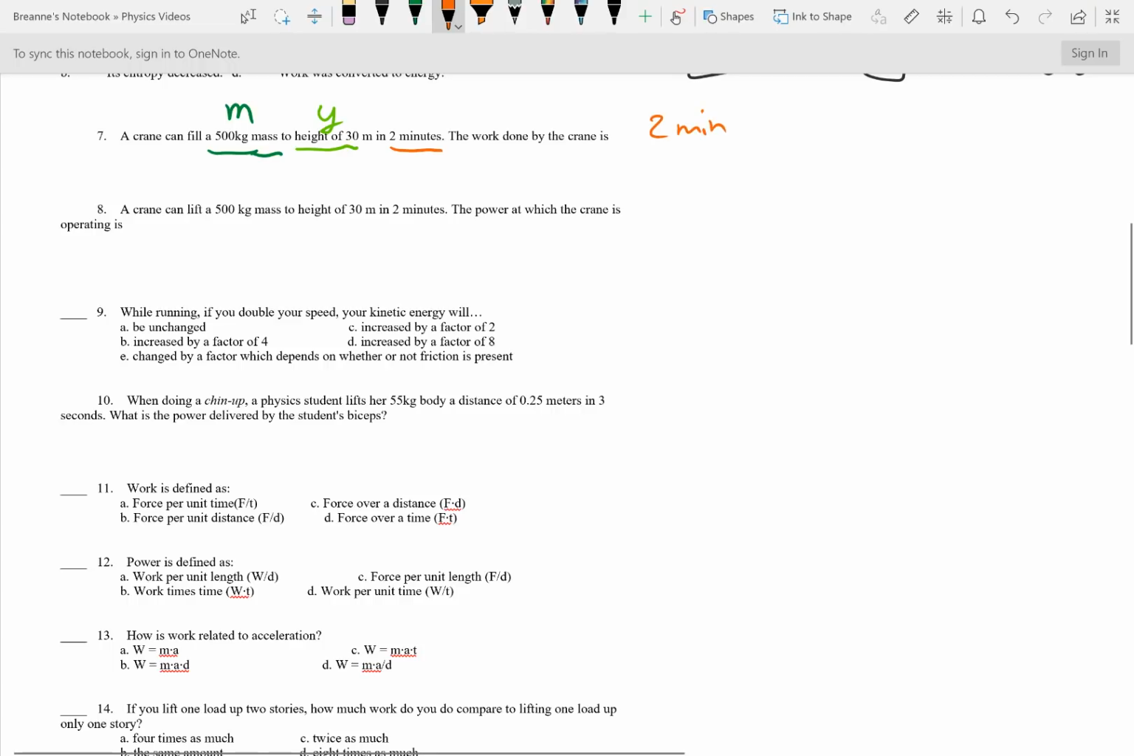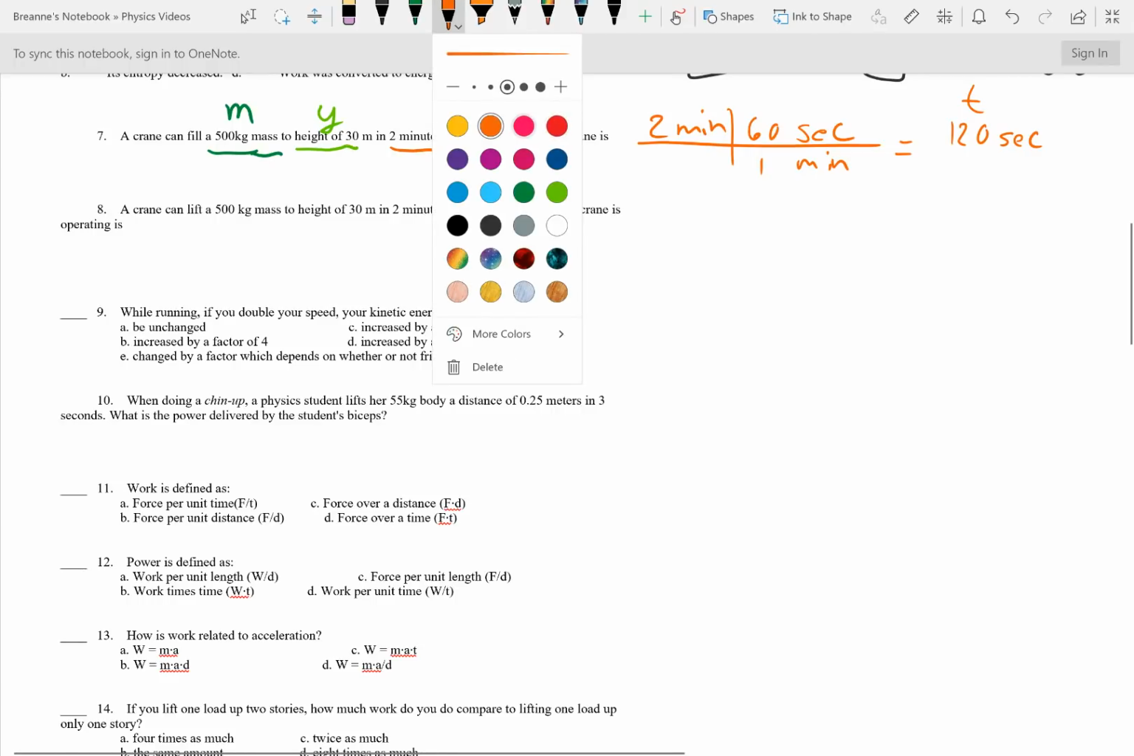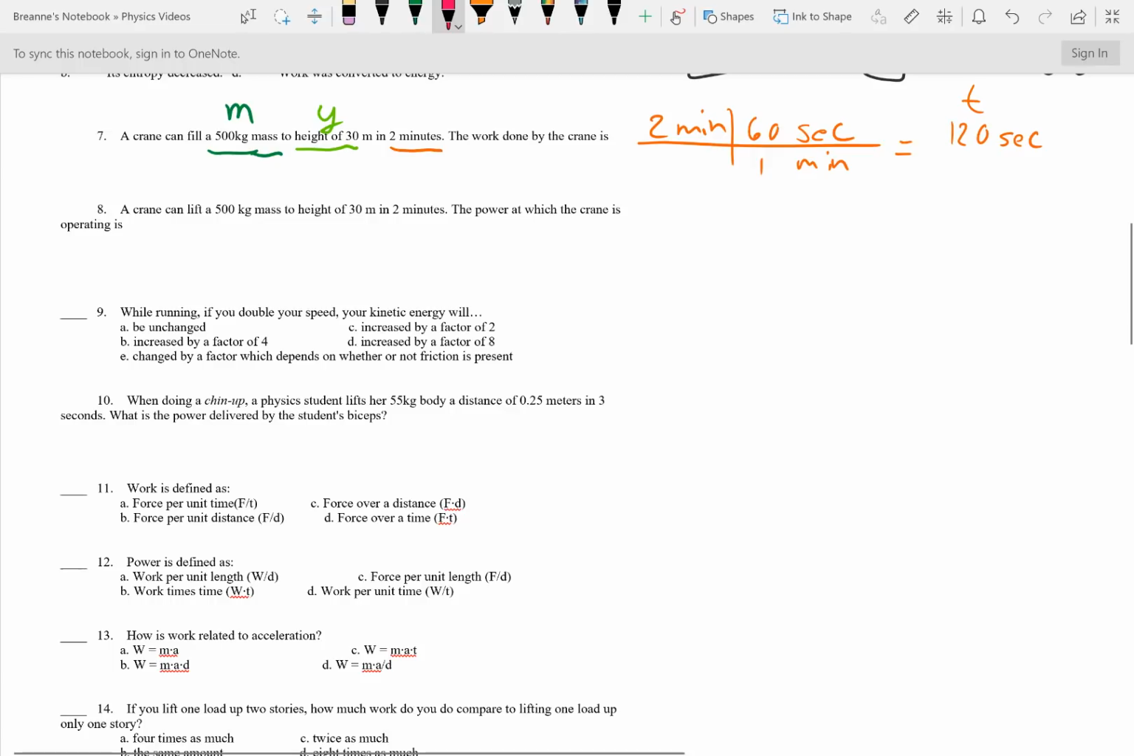So we have 2 minutes. We don't want minutes. Minutes get shunned to the bottom. We want seconds. For 1 minute, that's 60 seconds. So 2 times 60 gives you 120 seconds. So that is our little t. Now we're looking for work. So what work is done by the crane? Now remember, I will give you the formulas. You just have to remember what the letters mean and what units go with the variables.